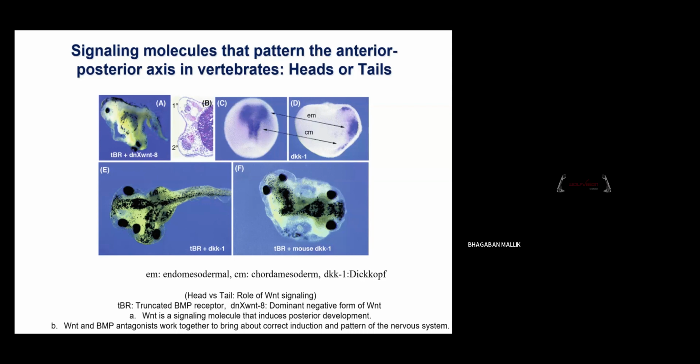So this is the experiment people have done to say that Wnt is a posterior signal or BMP is a posterior signal, and this is the experiment they have done to define the posterior polarity of the Xenopus embryo.